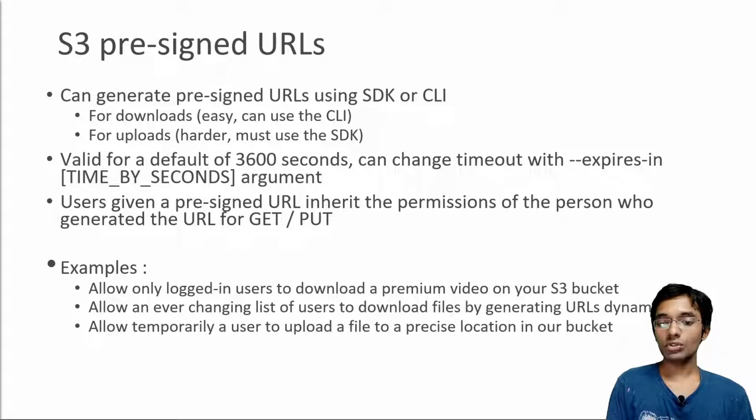So when do we use pre-signed URLs? For example, if we want to allow only logged-in users to download a premium video on our service on demand, or allow an ever-changing list of users to download files by regenerating URLs dynamically. Also, if we want to allow users to upload a file temporarily to a very precise location in our bucket, and then make sure they don't have any write access after this, we can use the pre-signed URL in such a case.